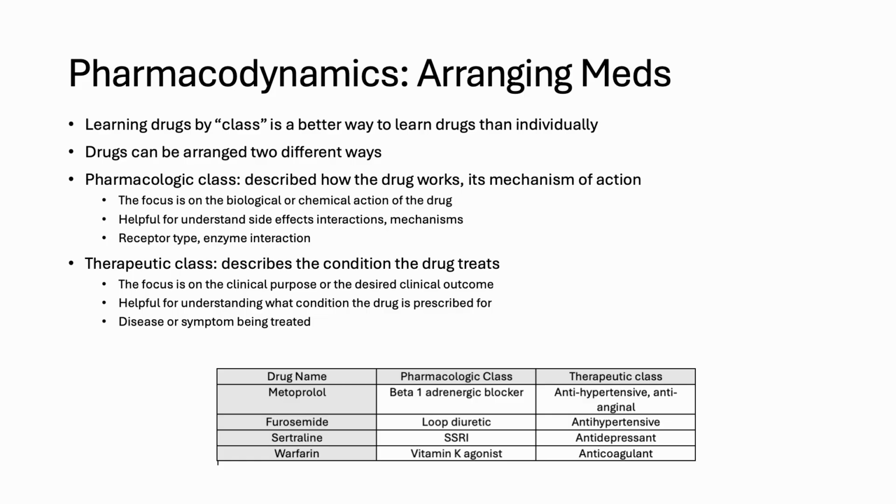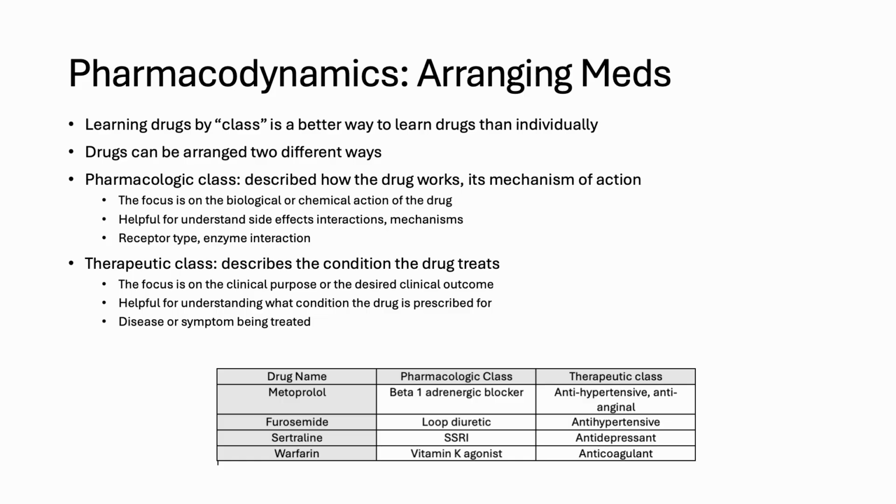It's basically the mechanism of action, just a shorthand version for the mechanism of action. Usually we talk about receptor types or enzyme interactions or agonist, antagonist, or where it works in the body. With the loop diuretics you're talking about the pharmacological class.